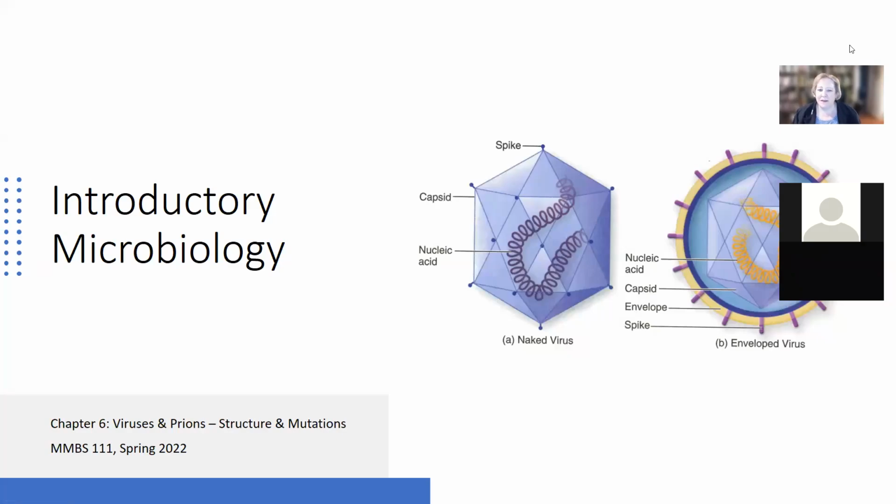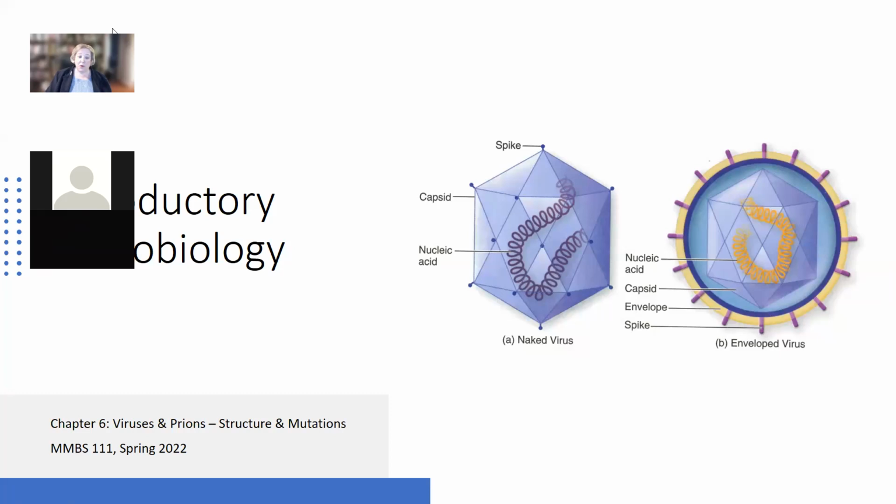All righty. So today we are going to be talking about Chapter 6, viruses and prions, okay? And specifically, we're going to cover the structure of viruses and the mutation rates of the different types of viruses.